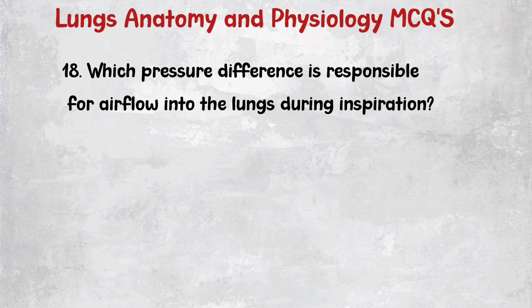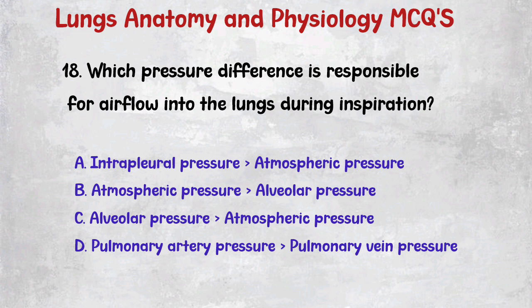Question number 18. Which pressure difference is responsible for airflow into the lungs during inspiration? We have A. Interpleural pressure is greater than atmospheric pressure, B. Atmospheric pressure is greater than alveolar pressure, C. Alveolar pressure is greater than atmospheric pressure, and D. Pulmonary artery pressure is greater than pulmonary vein pressure. The answer is B. The atmospheric pressure is greater than the alveolar pressure. When the alveolar pressure drops below the atmospheric pressure during inspiration, it allows air to flow into the lungs.